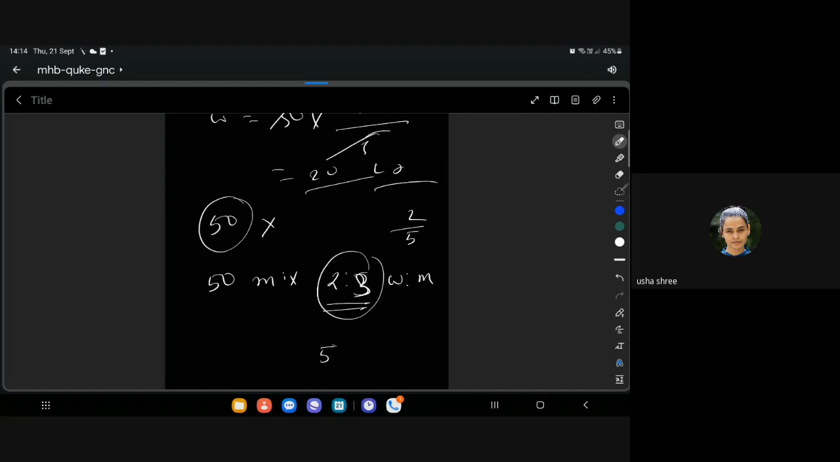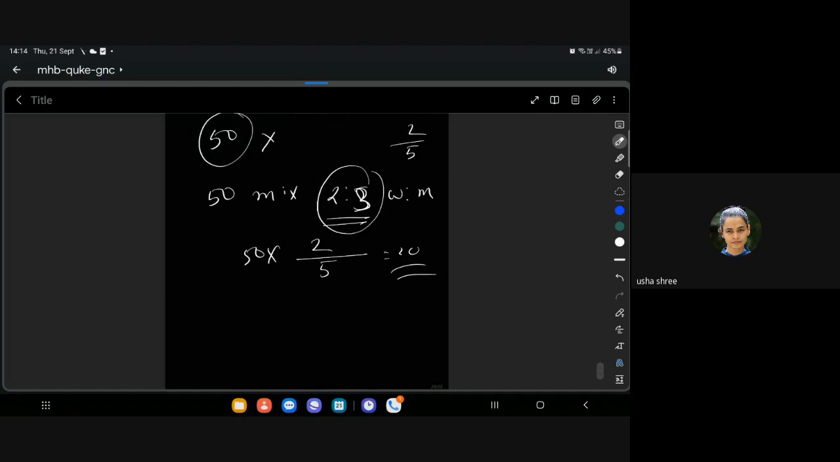Total is 5. Out of 5, this total mixture is 2 plus 3. Out of 5, the water is 2. So out of 50, how much is the water? It will give you 20 liters of water. Okay, so this is the ratio and proportion problem.